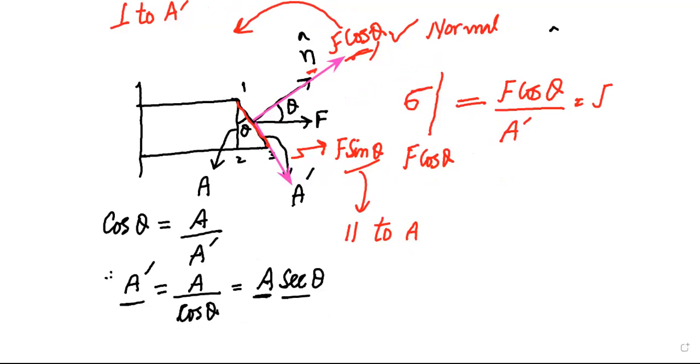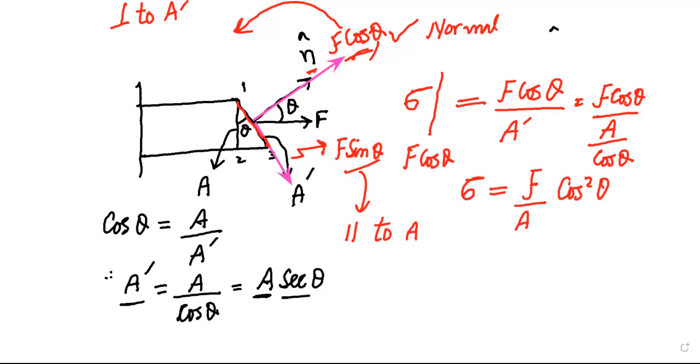F cos theta divided by A prime. Our A prime is A by cos theta. That is, sigma normal stress on the inclined plane becomes equal to F by A cos theta multiplied by cos theta, which is cos square theta. Fine. Cos theta multiplied by cos theta becomes cos square theta. Fine.